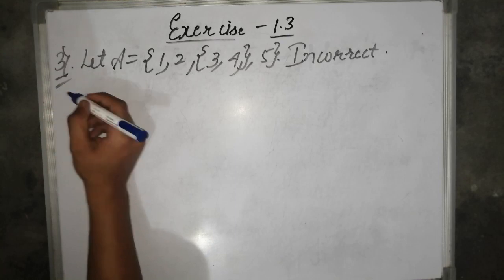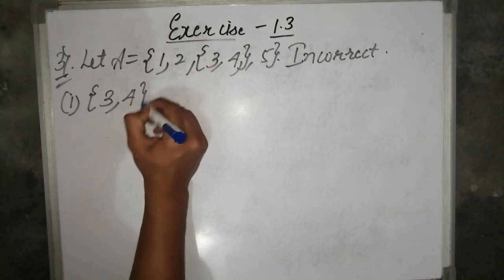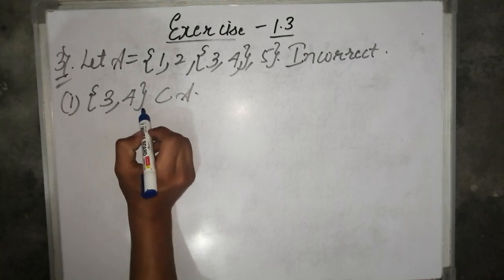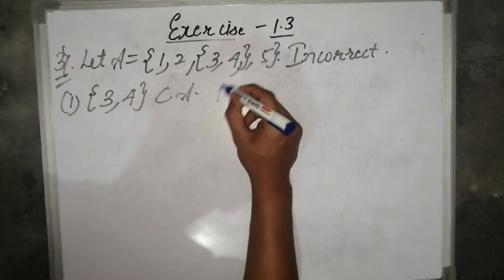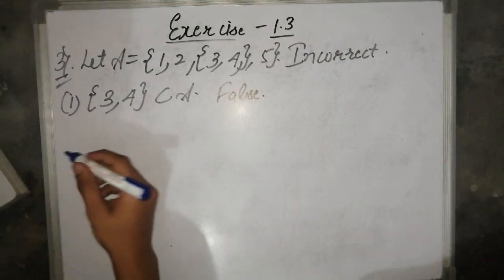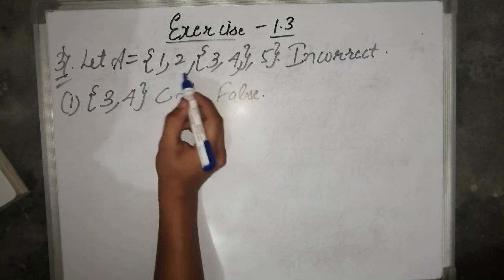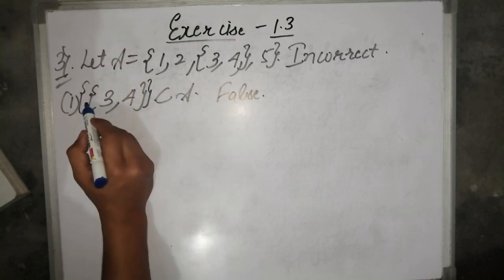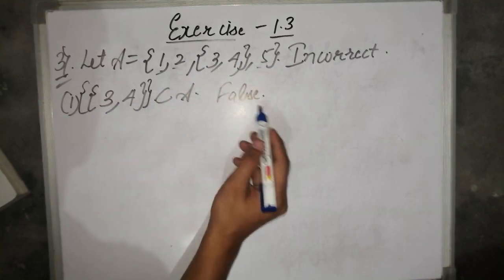Moving to the first part, we have {3, 4} subset of A. Now look here, is this a subset of A? No, this is not a subset of A. That's why I'm writing false here. Students, note that {3, 4} is not a subset of A. It would be if it was written here as {{3, 4}} in two brackets, because before {3, 4} it is written here 1 and 5. That's why it is not a subset of A, and I have written false here.